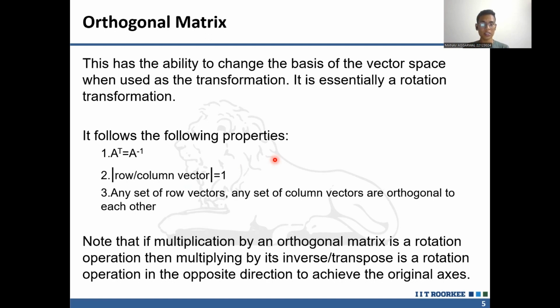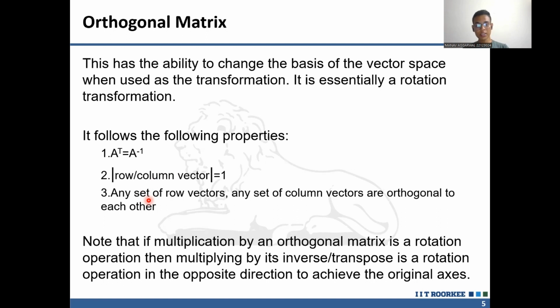Now, how to identify such a matrix? A very important property is that the modulus of any row or column vector would always be equal to 1. Secondly, a set of row vectors or a set of column vectors, when taken together, are orthogonal to each other. That is, the dot product of any two row vectors or any two column vectors would end up giving us 0.